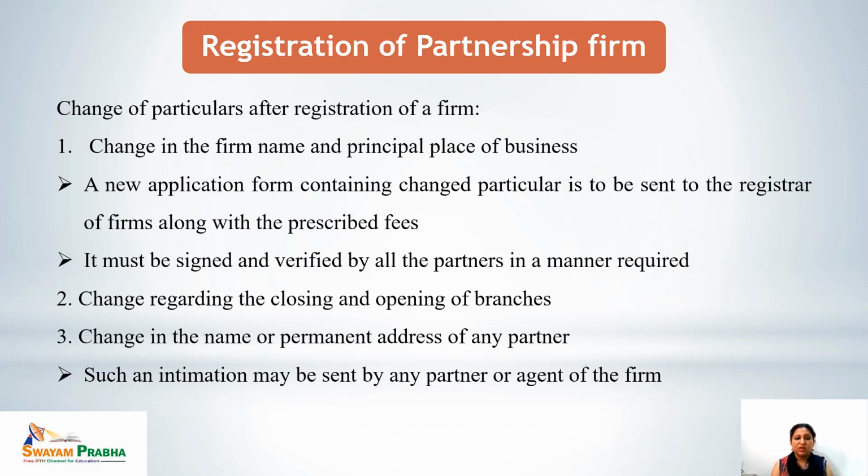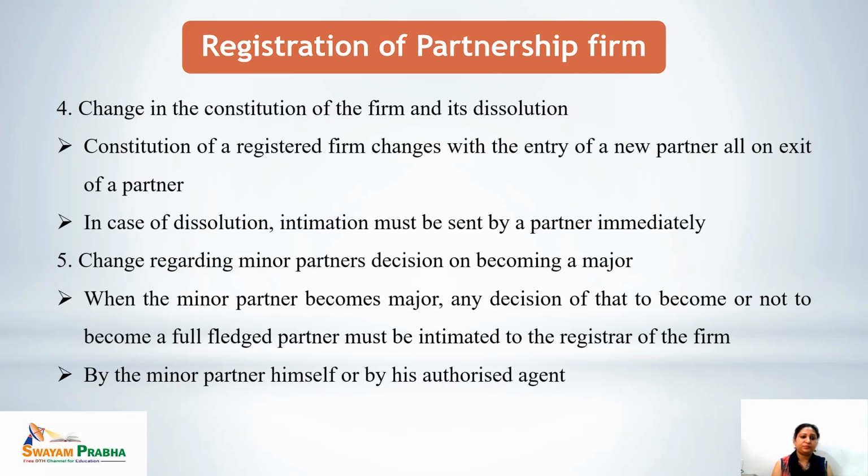It must be verified by all the partners that the firm is going to change its name or principal place of business. Second, a change regarding the closing and opening of branches. It can be intimated to the registrar of firms that the firm is closing a particular branch or opening a new branch. Then there is a change in the name or permanent address of any partner, and this intimation must be sent by that particular partner or any agent of the firm to the registrar of firms.